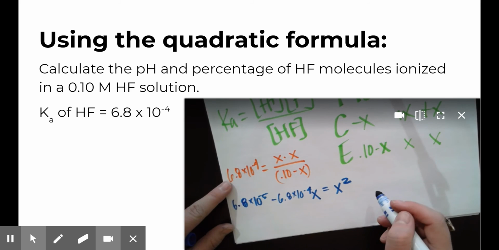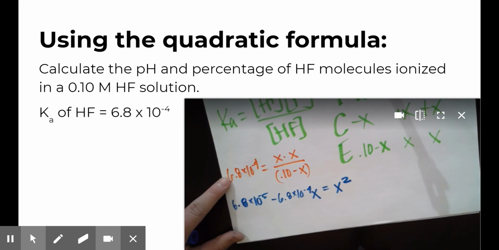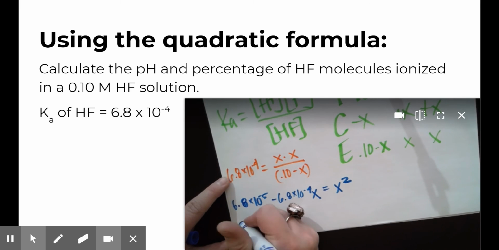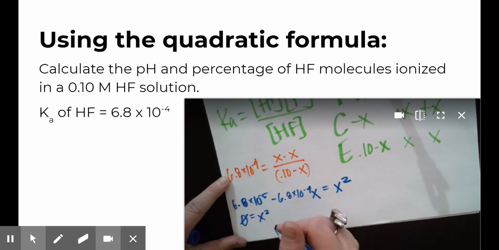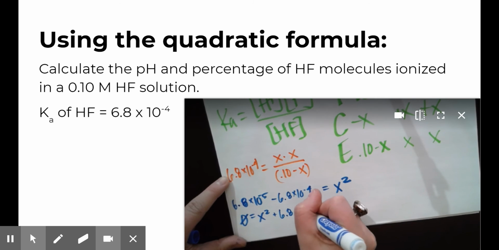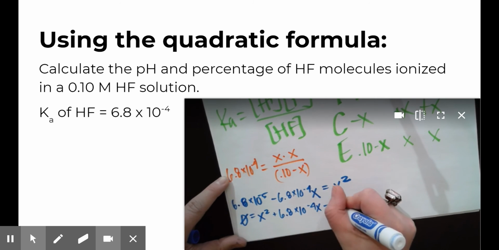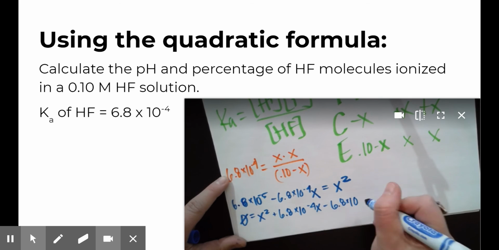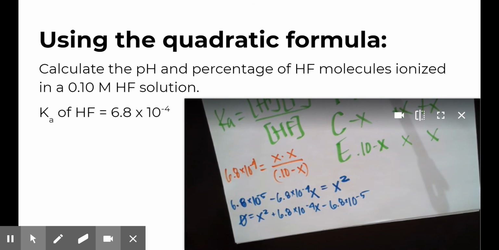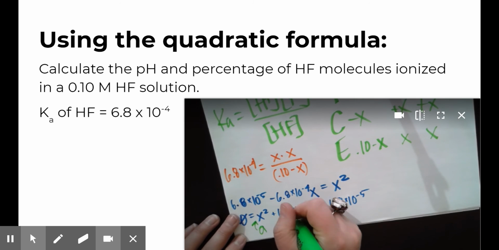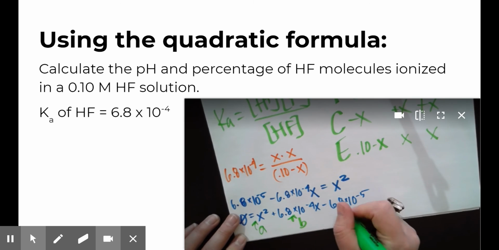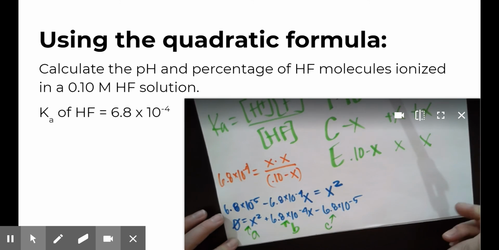And then let's just get everything over on the side of x squared. Keep x squared positive so that a is 1. Okay, so we're going to get 0 is equal to x squared plus 6.8 times 10 to the negative 4th x minus 6.8 times 10 to the negative 5th. Okay, so let's not forget, this is A, this is B, and this is C.